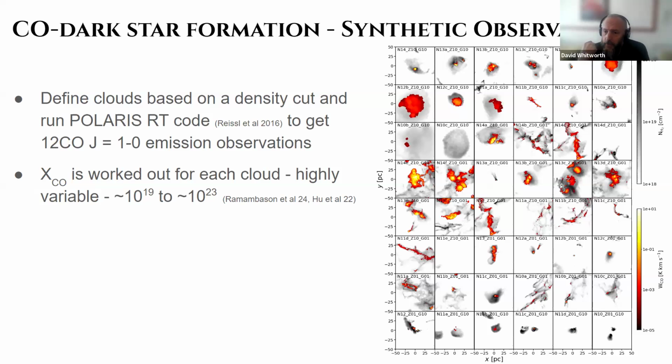to work out whether we can actually view this observationally, we took clouds from this based on density cuts, looking at the CO. So we took CO density cuts, and then we ran them through an RT code called Polaris, and we come up with the 12CO J=1-0 emission. And these are the plots that came out. So there's 48 clouds across all 4 models with varying integrated emission.